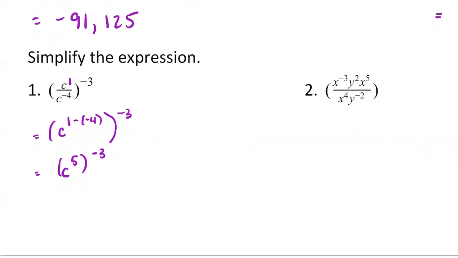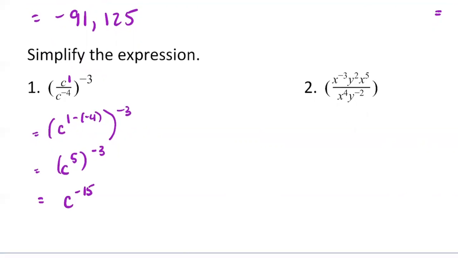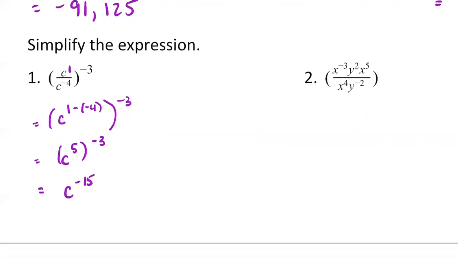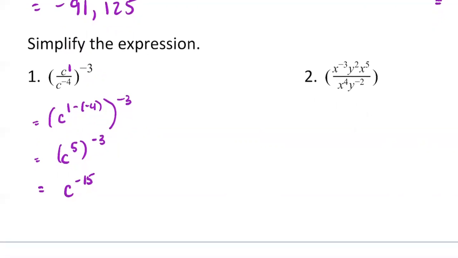And then I multiply the two exponents using the rule. It'll be c to the -15th. So when you do have a negative exponent in your answer, we do try to encourage you to write your final answer with a positive exponent. So in this case, you would move that to the denominator and make that a positive 15 for the exponent.